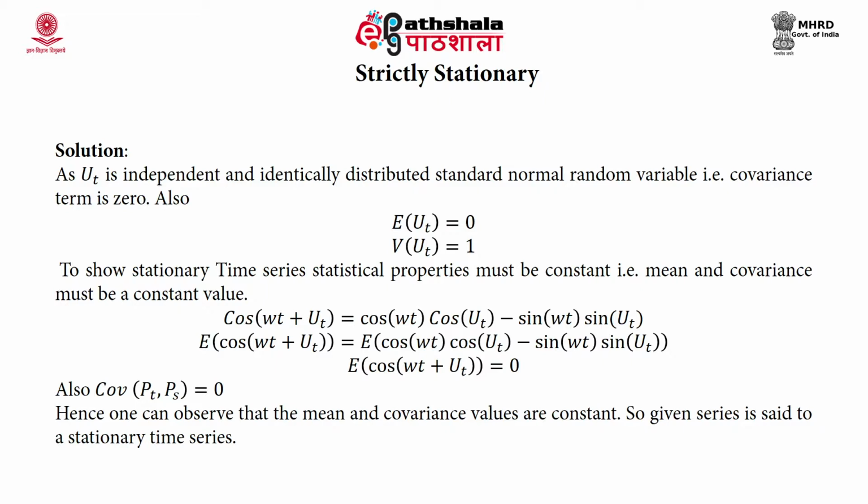Similarly, as we know, the covariance of any two random variables is equal to the expectation of the product of the random variables minus the product of their individual expectations. So, here covariance of p_t and p_s is also equal to 0, where t is not equal to s. Hence, one can observe that the mean and covariance values are constant. So, the given series is said to be a stationary time series.